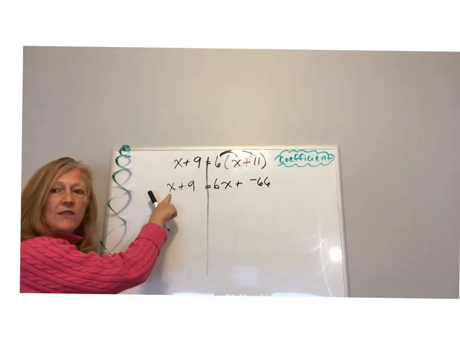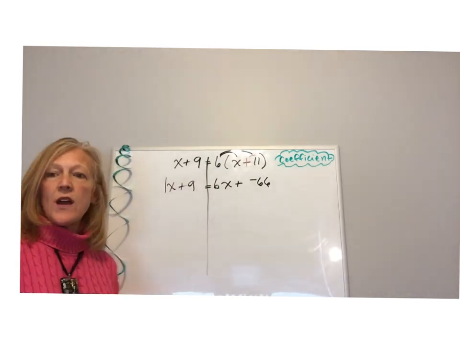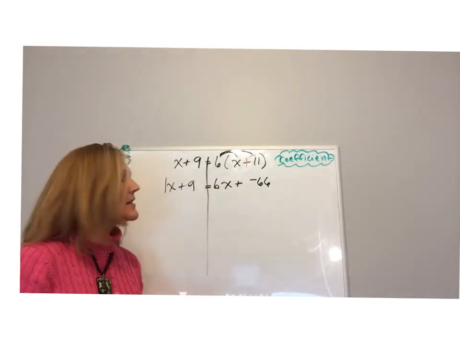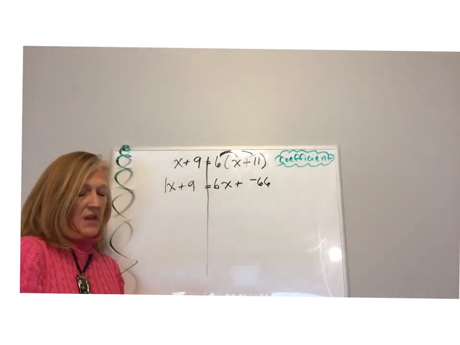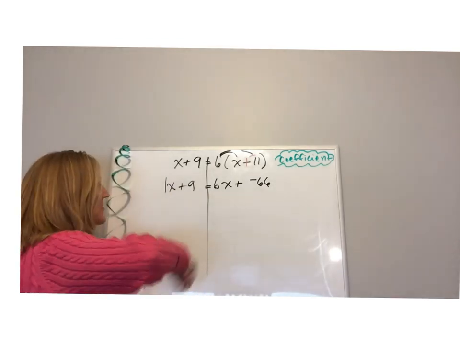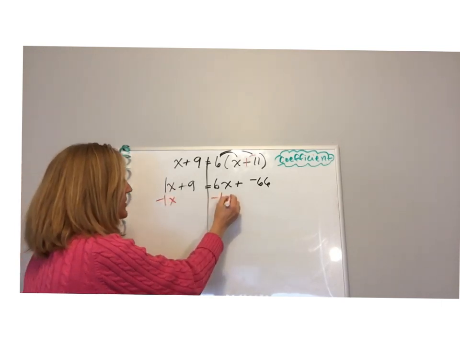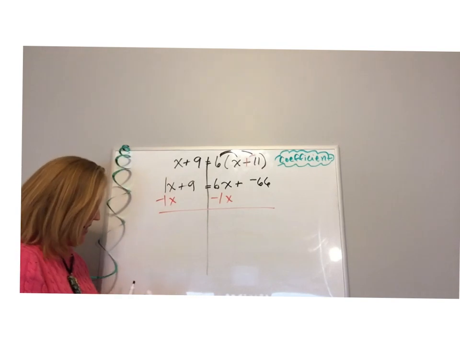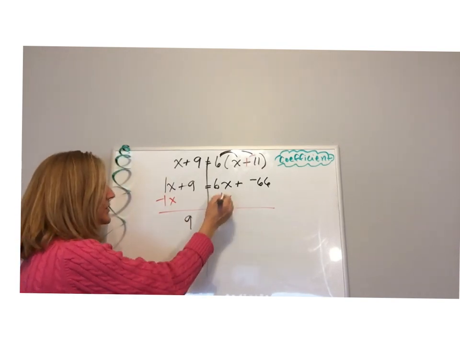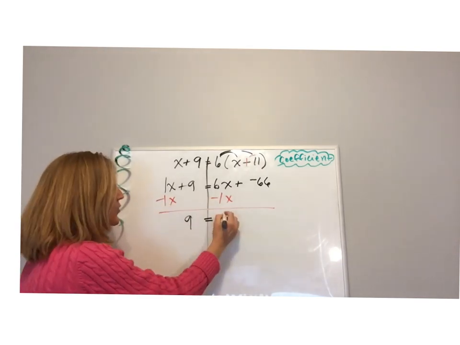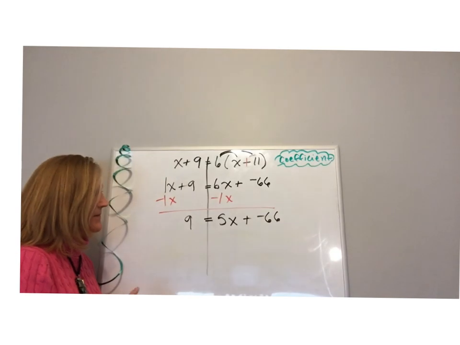Please remember that if the x is by itself, the coefficient, or the number in front, is a 1. That tells me how many I have. I have 1x. Now I need to get rid of the x's on one of the sides. Doesn't matter which one. I'm going to get rid of the 1x, the smaller. I usually take the smaller amount. Okay, so I'm going to subtract that. That's going to give me 9 equals 6x minus 1x would be 5x plus negative 66.